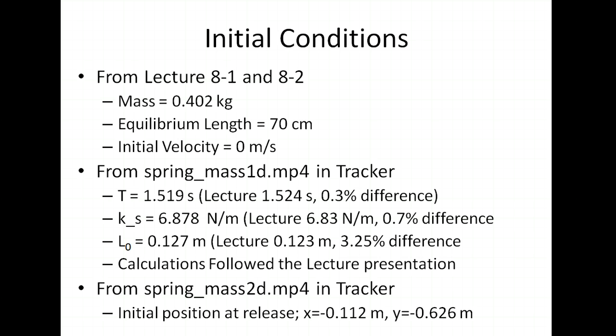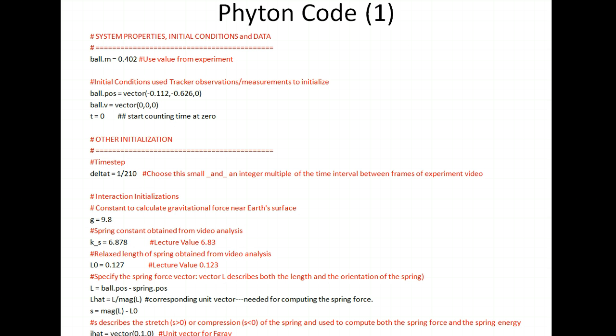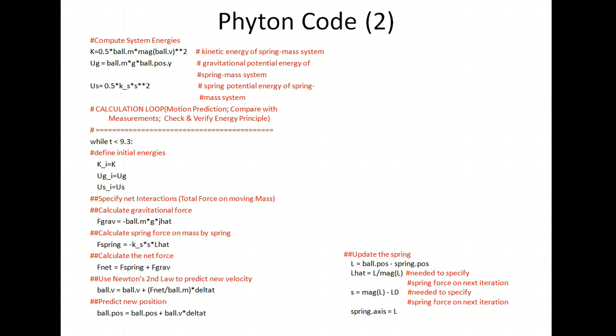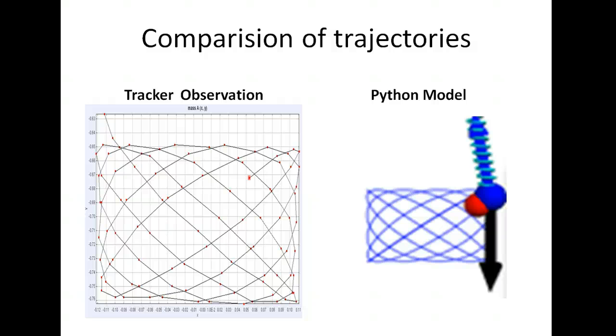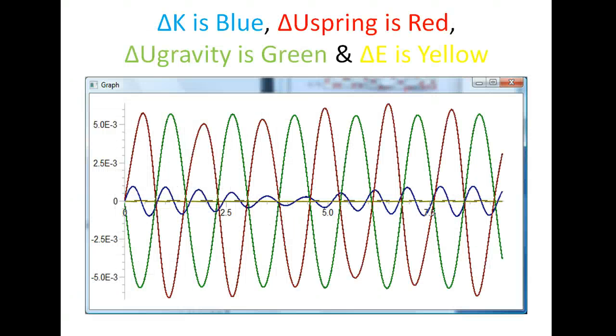The initial position for the release of the spring was obtained from analyzing the spring mass 2D video in Tracker. Putting all this information into the Python code initialization and checking the calculation loop, adjusting it for the time of observation in the two-dimensional video, we are ready to compare the trajectories from the Tracker observation with the Python model and ask ourselves, is the energy principle satisfied?